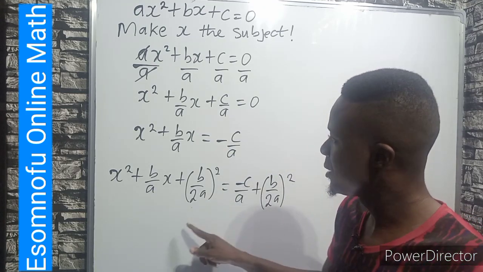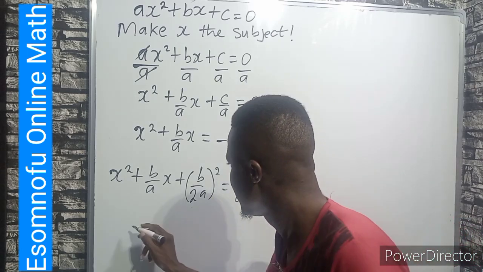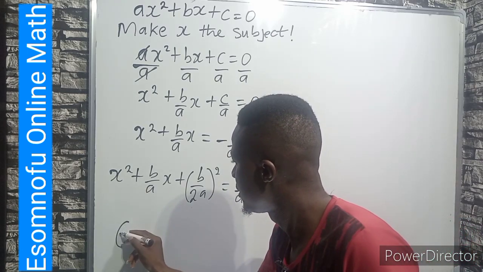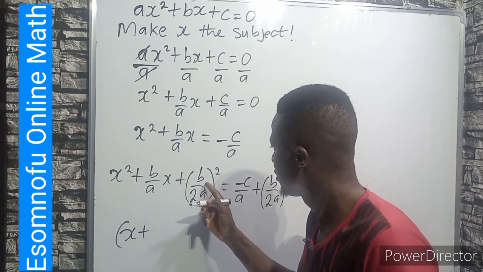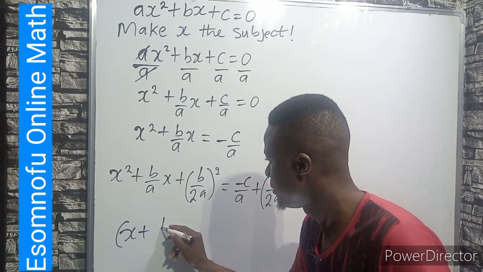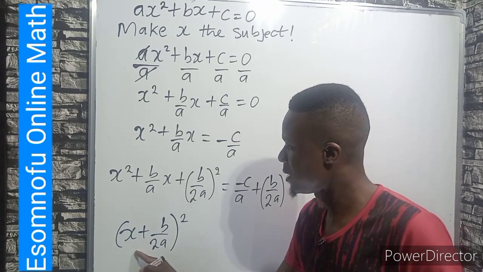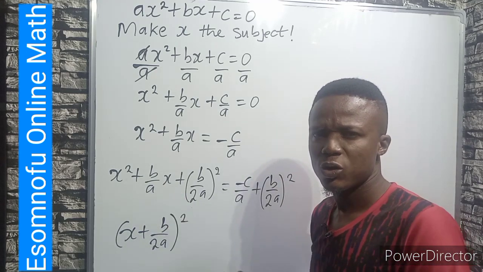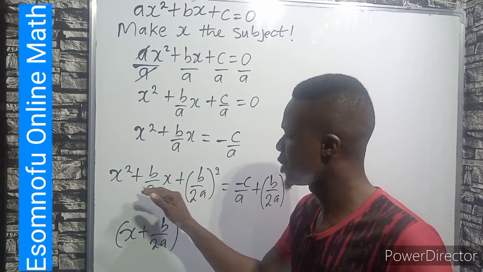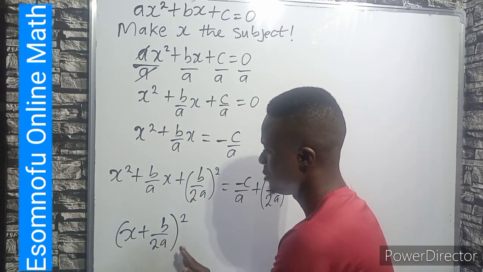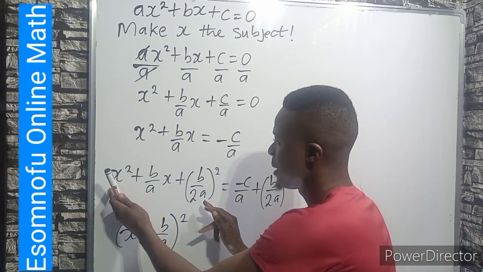To factorize it, this has a square, this has a square. The best way to do this is to take the first term here, x, plus the last term here, which is b over 2a, then all squared. If you expand this bracket, you get this first. So the best way to do this, once you have made an expression a perfect square, if you want to factorize it just like I've done, there are two terms there.